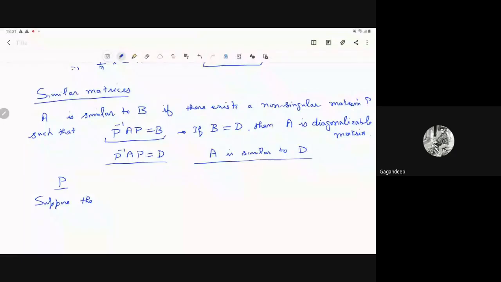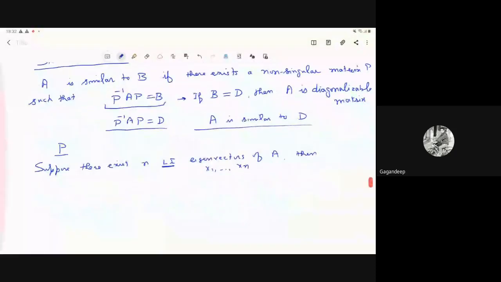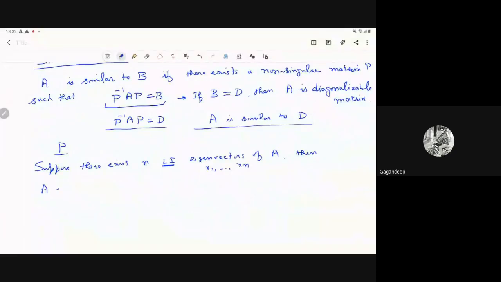Suppose there exist n linearly independent, this linearly independent is important here, suppose there exist n linearly independent eigenvectors of the matrix A. Then, let me name the eigenvectors x1 to xn. Then A is diagonalizable, number one. Then A is diagonalizable.